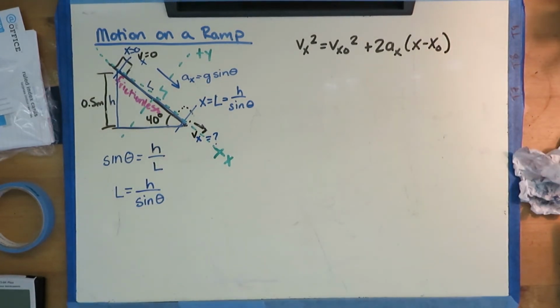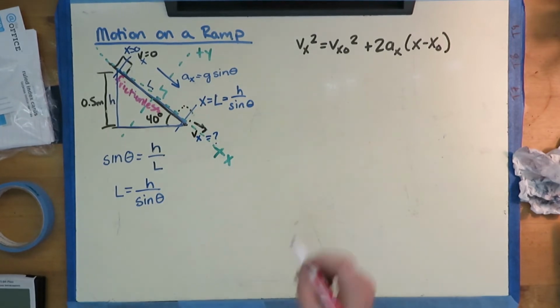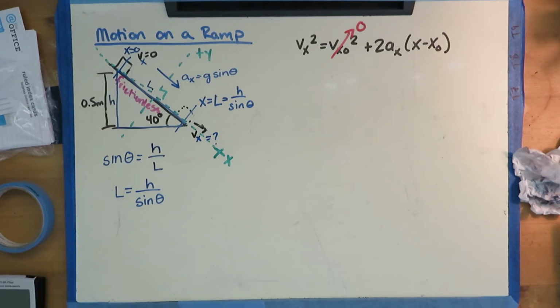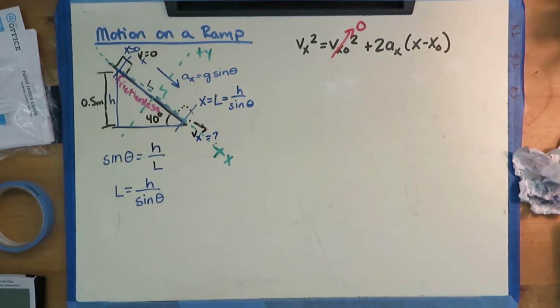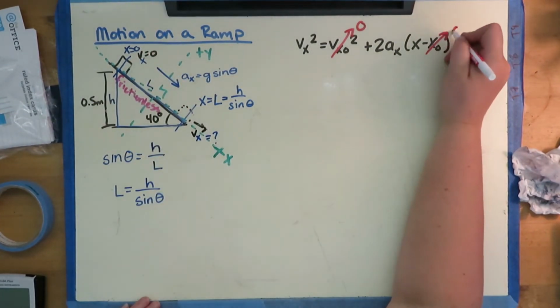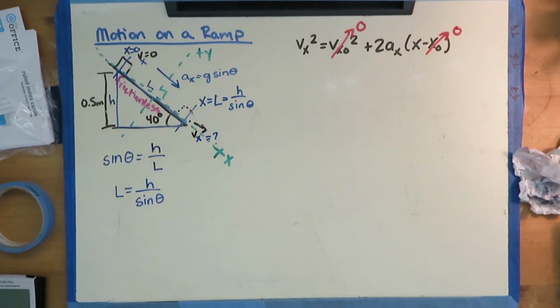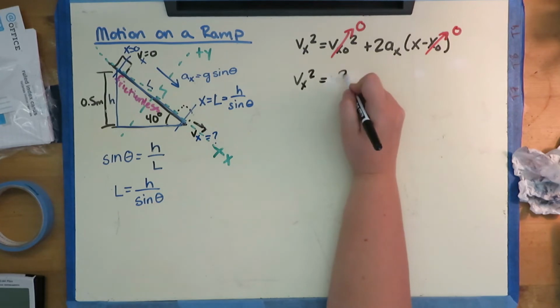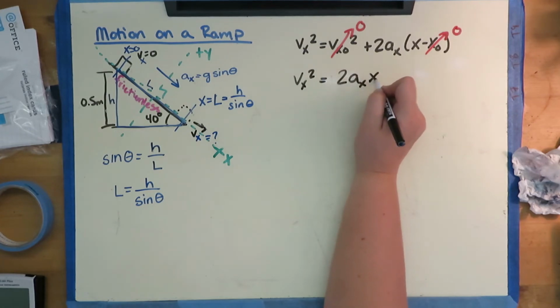As it's written on the AP Physics 1 formula sheet. And at this point in time, I can go through and sub in anything that's 0. Well, my initial x direction velocity is 0. And I'm also going to start off at x0 equals 0. So I can set those equal to 0. So I get vx squared is equal to 2ax times x.